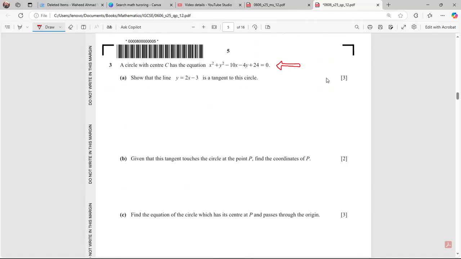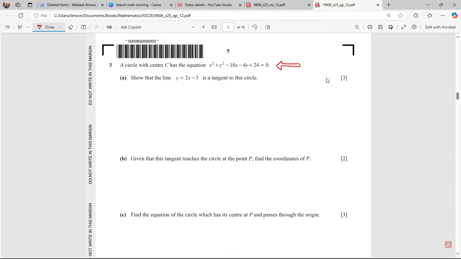Okay, and this is the equation of a straight line. And we have to show that this line is a tangent to this circle. There are many alternative solutions to do this, but the simplest one, I think, is to find the intersection of this straight line and this circle. If we find only one intersection point, that means it must be a tangent line.